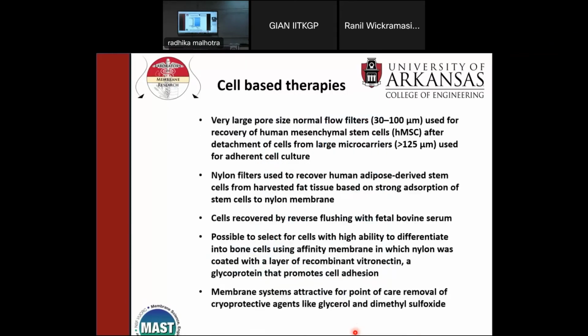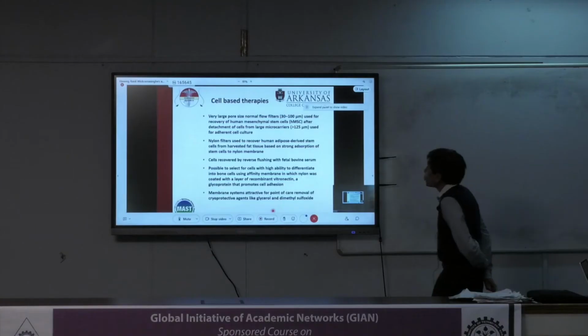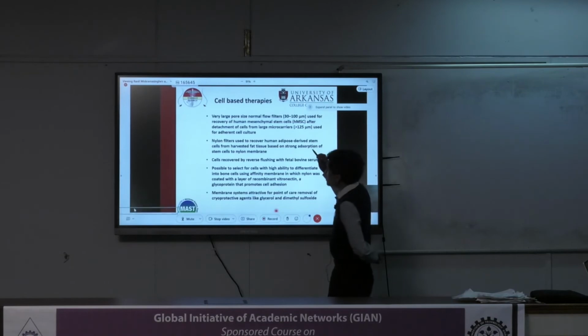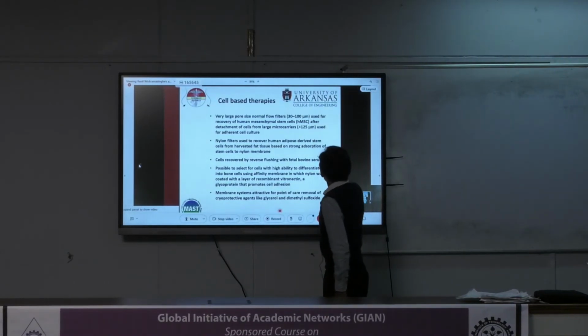So I think they're almost at the end. Let me finish one or two more slides. Okay, so cell-based therapy example. Very large pore size, normal flow filters. This is normal flow, 30 to 100 micron in size.